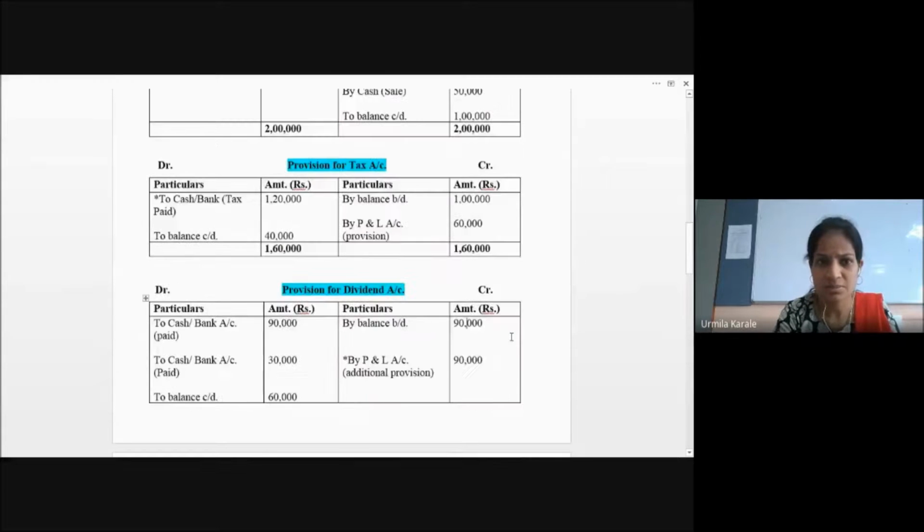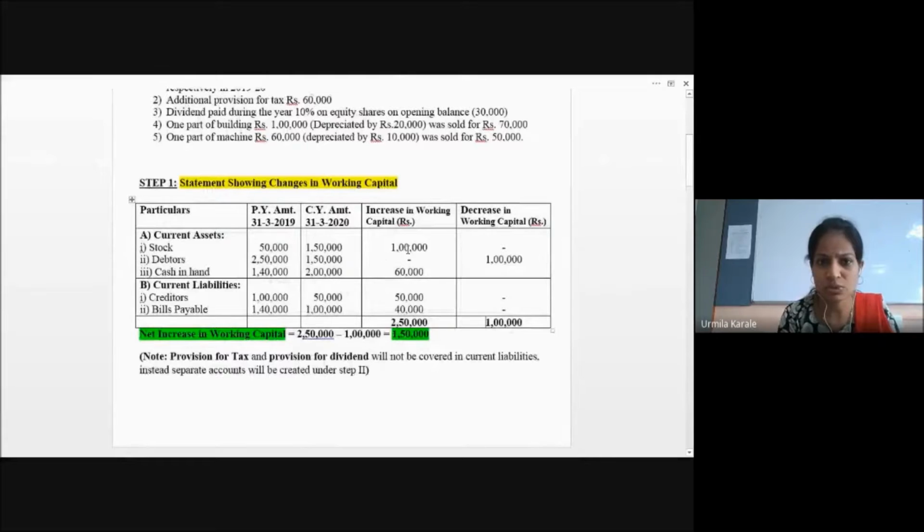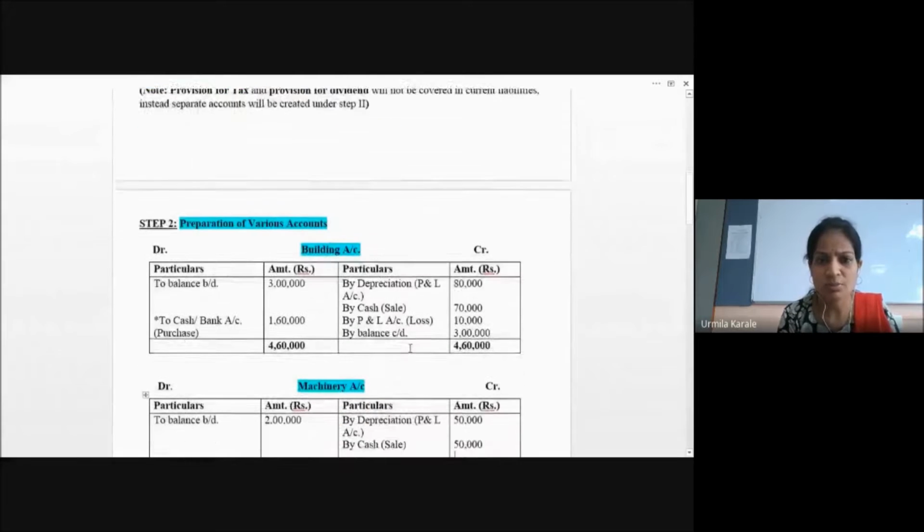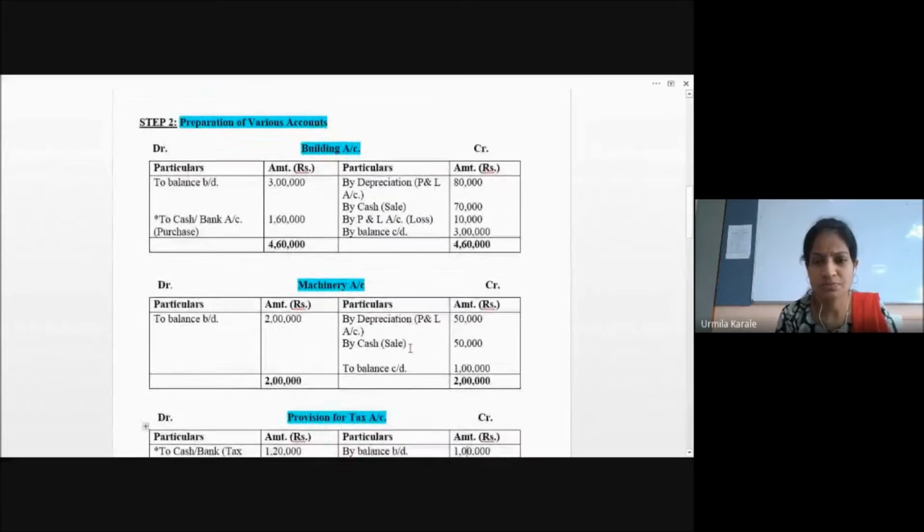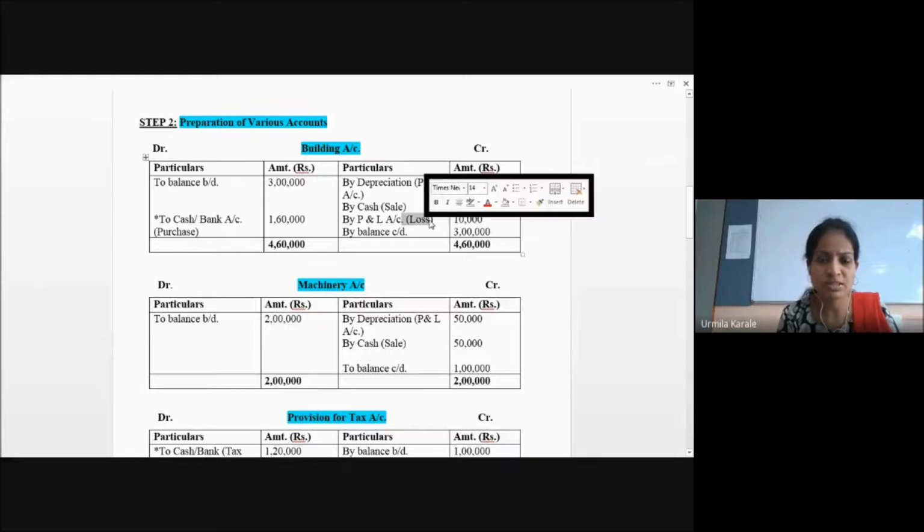Now, start from the second step. First step we are done. Only this amount we require. Second step, now check out all the profit and loss account amounts. Depreciation will go to the debit side of the profit and loss account. Whatever is recorded on the credit side will go to the debit side of profit and loss, right? So this will go to the debit side. This will also go to the debit side of profit and loss: loss on sale of building and a depreciation.